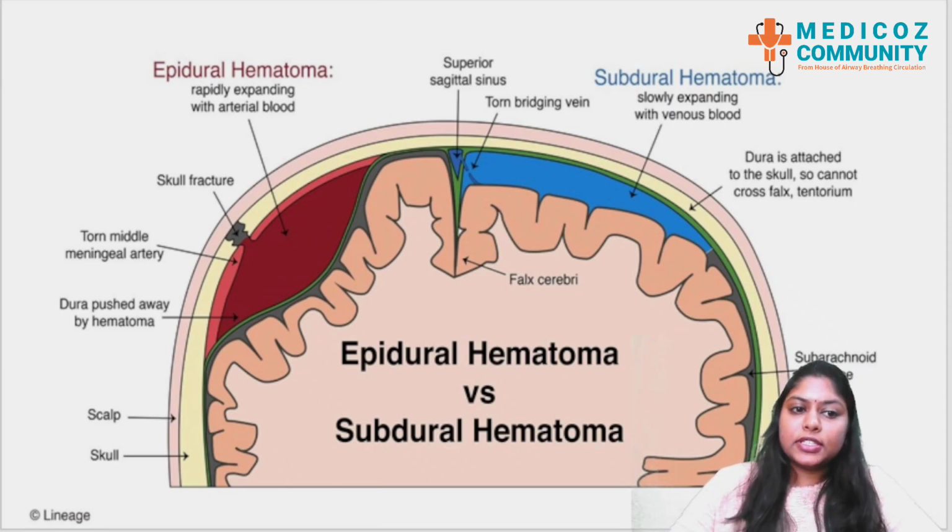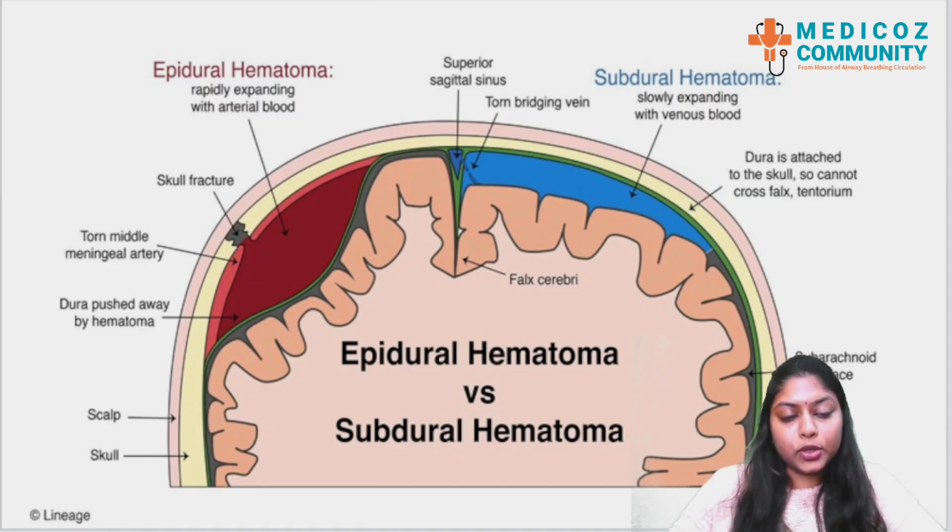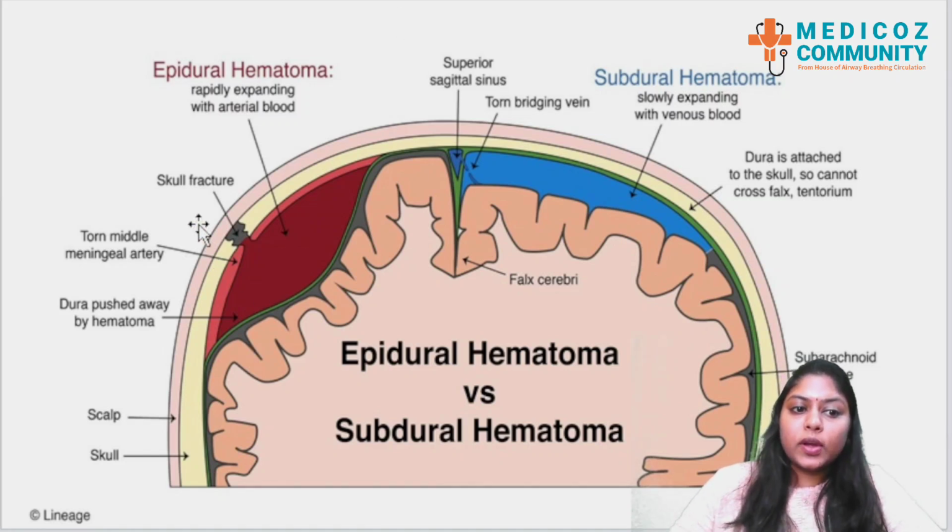Next, coming to the differences between epidural hematoma and subdural hematoma. Epidural hematoma, as you know, is because of the skull fracture and the torn middle meningeal artery. So it will push the dura away and cause a biconvex shape. This is the dural lining, so it will not cross the suture. Whereas subdural hematoma is slowly expanding venous blood below the dural attachment, so it cannot cross the falx. It is the important difference between epidural and subdural hematoma.